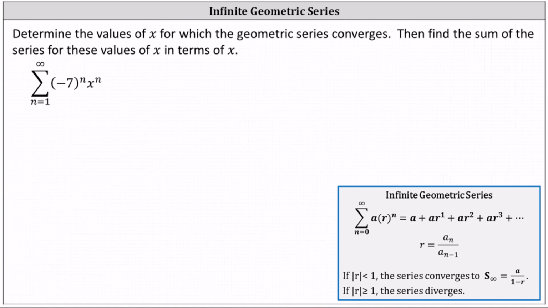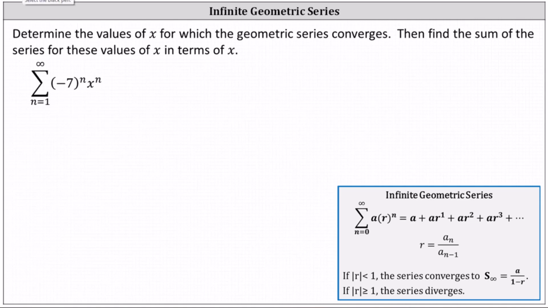of x. Recall when we have an infinite geometric series, we can write the formula for a sub n in the form of a times r to the power of n, where r is the common ratio, and if the absolute value of r is less than 1, the series converges, and it converges to a, the first term, divided by the quantity 1 minus r. If the absolute value of r is greater than or equal to 1, then the series diverges.